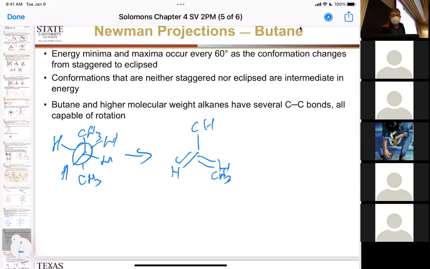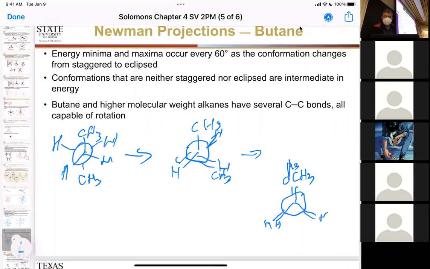The eclipse is always harder. So you have them overlapping, and then you can keep doing that again and again until at some point in time, the CH3 and the CH3 are going to be right next to each other. Okay, and that's probably going to end up being our highest energy conformation.